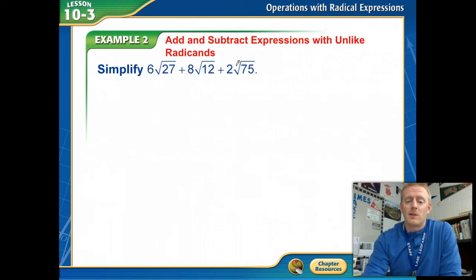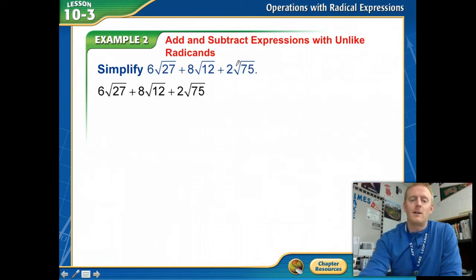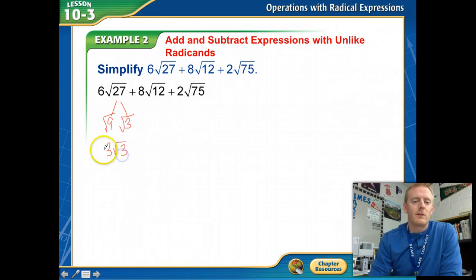And now we're going to move on to something a little bit more difficult. Our task is to add or subtract. Now we have unlike radicands this time, so what we're going to do is simplify our square roots, and hopefully we'll find some that end up being like radicands. So 27 could turn into a 9 times a 3 in the square root style. So the square root of 9 is 3, so the 27 turns into a 3 root 3 multiplied by that 6, so we have 18 square roots of 3 for just this first part.